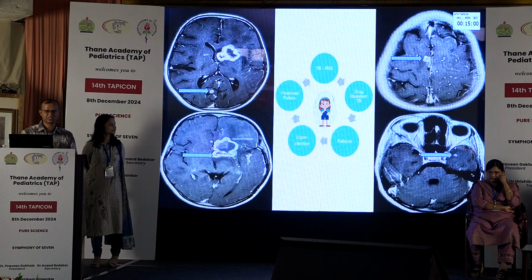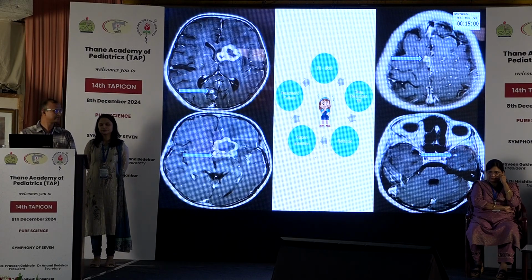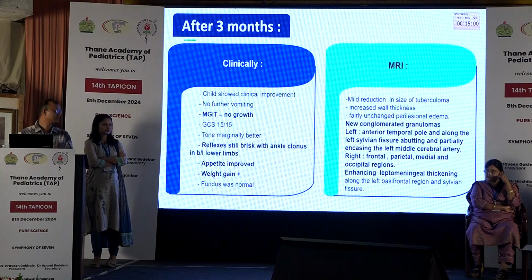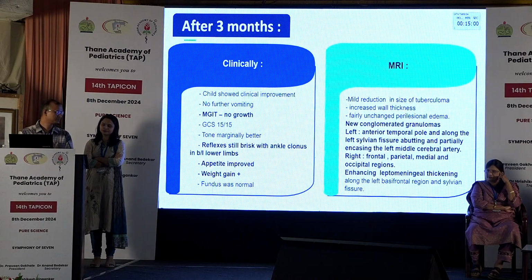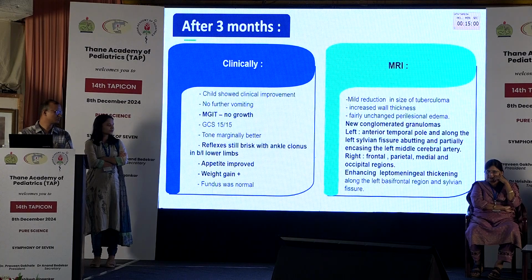This was the MRI after 3 months, where new lesions could be seen on the left side as well as on the right side. So how was the child? The child is improving symptomatically, weight gain is there, appetite improved, but continued to have ankle clonus and brisk reflexes. Is there fever? No, no fever. MGIT was no growth.